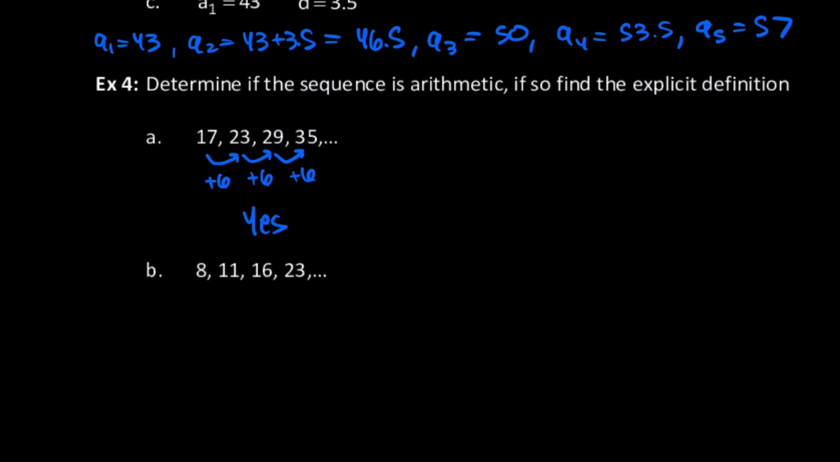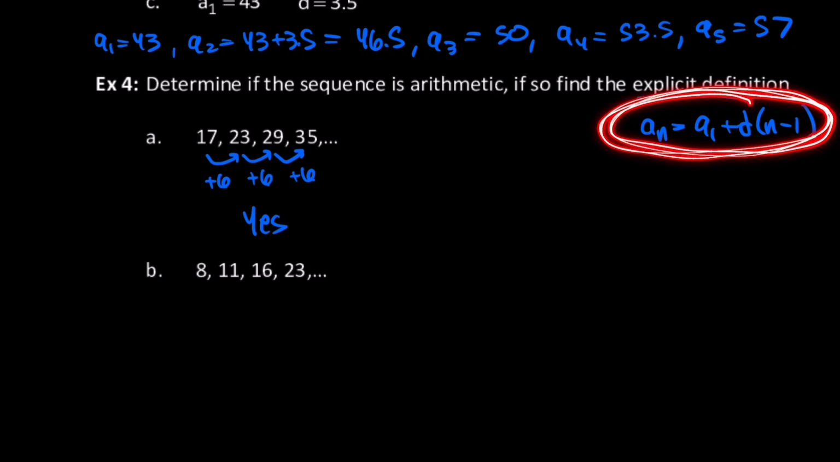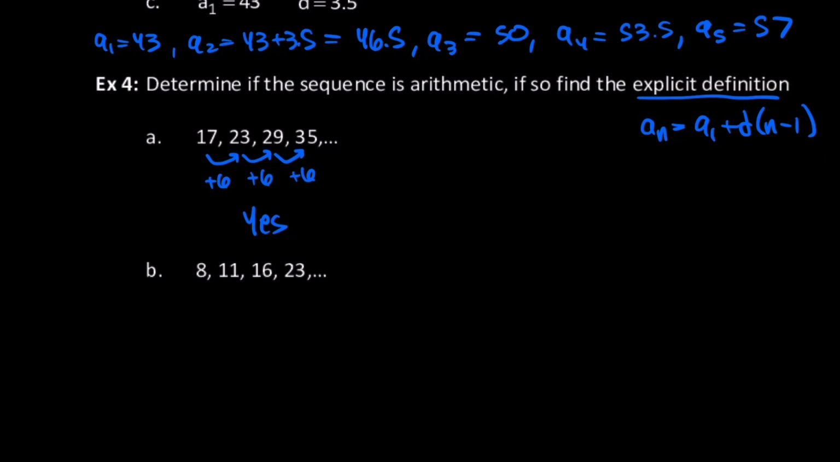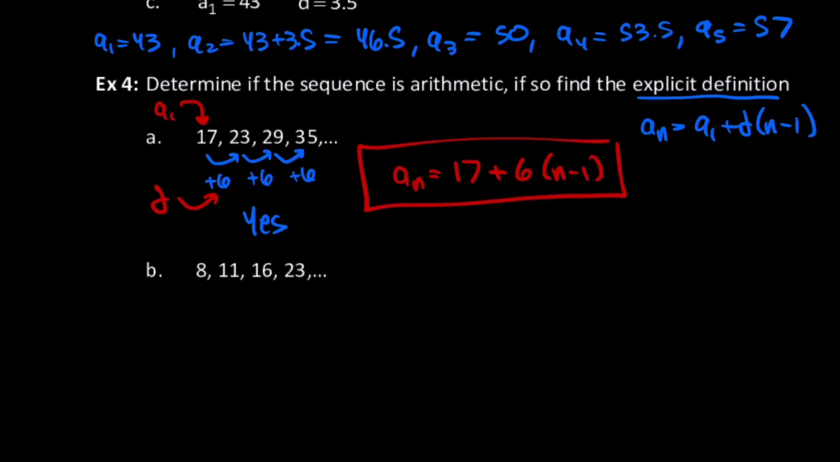So now, to find this explicit definition, a sub n equals a sub 1 plus d times n minus 1. That is a very, very important formula that you have to have memorized. We're going to be using it a ton this unit. So what do we know? A sub 1 is 17. D is 6. So to write my a sub n rule, it would look like this. A sub n equals a sub 1, 17, plus d, which is 6, times n minus 1. Now I would just leave it like that, but another option, what you could do is you could clean this up.